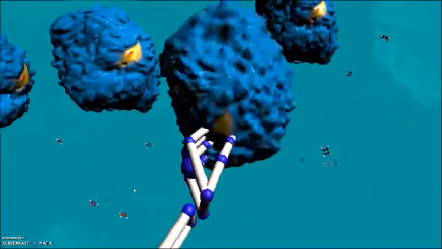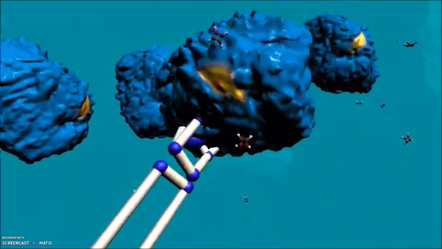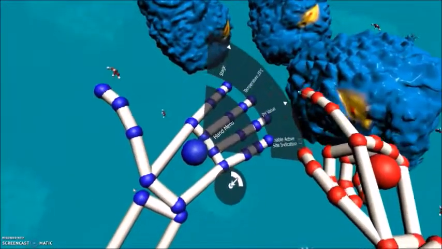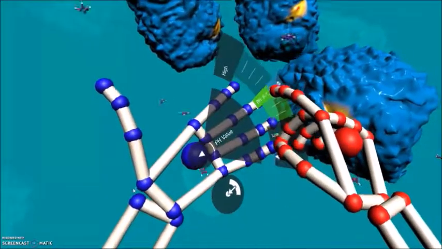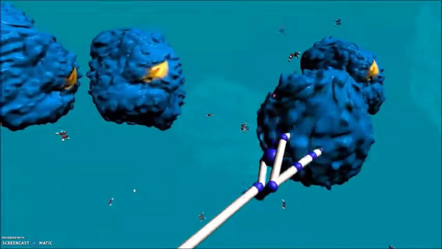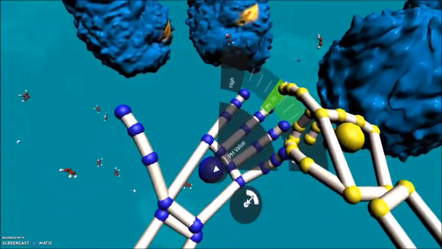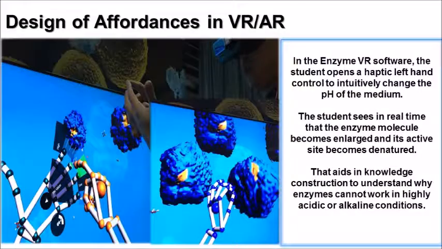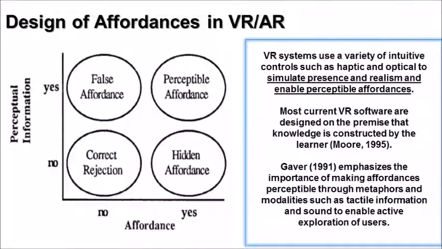So the power and affordance of the VR software is that the student can actually see face to face how the enzyme and substrate molecule look like, and if he or she tries to change the pH back to neutral, what happens? In this case, the enzyme remains denatured. Enzyme VR really adds a sense of realism to help students understand why enzymes cannot work in extreme pH or alkaline conditions. So this leads us to the next question of the design of affordances in VR and AR software.